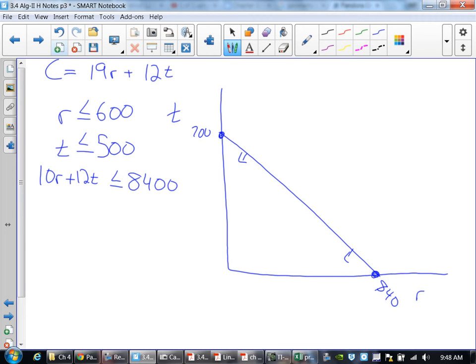Radio at 600. Why'd you put the 10R and the 12T? Is that how much it cost them to make? Yep, because they said they had no more than $8,400 to spend, and it costs $10 per radio, $12 per tape player to make. Oh, okay. So then I'm going to put in my uprights. So I have 600, and I have 500.